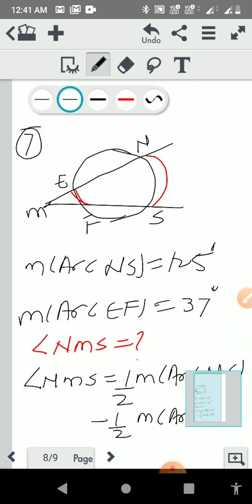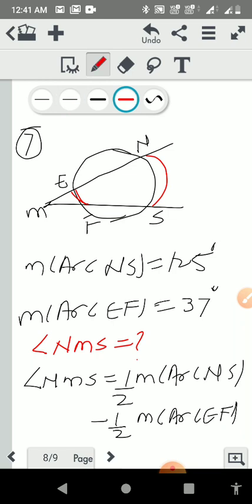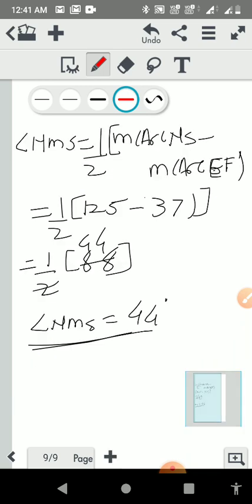Only thing is that we have to know this theorem, isn't it? The angle formed by arcs is the difference between half of those arcs. Based on this theorem I can write this statement and put the values. I just take out the common half, and arc NS minus arc EF, both values are given. After putting the values and simplification, I will get the answer as 44 degree. Angle NMS is 44 degree.